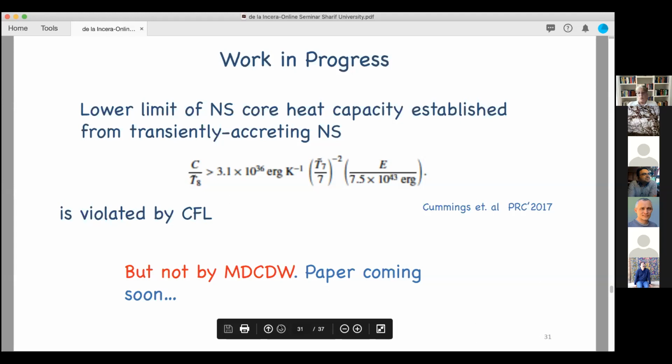No surprise, because we know that CFL is probably not the phase that is realized at intermediate densities. But what about the MDCDW? Well, what we are finding is that it does satisfy, is consistent with, this limit. And we are working on the paper. It should be out very soon. So this is another test that also gives me confidence that this phase should not be discarded. Of course, there are many other things that need to be done before we can be sure about it. But certainly this is really reassuring.